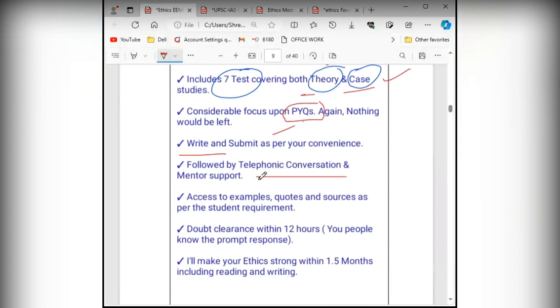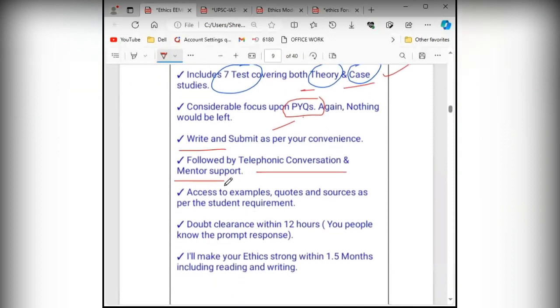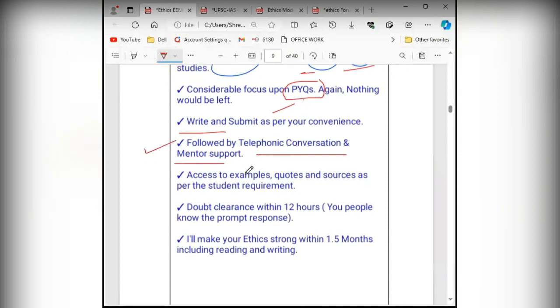This is something you already know, so I don't think I should explain it here. Now, if we are talking about ethics, we are definitely talking about examples. We have to add some codes, and then the sources. These three things would be provided by us. You need not run here and there for these things. They would be compiled and provided to you.